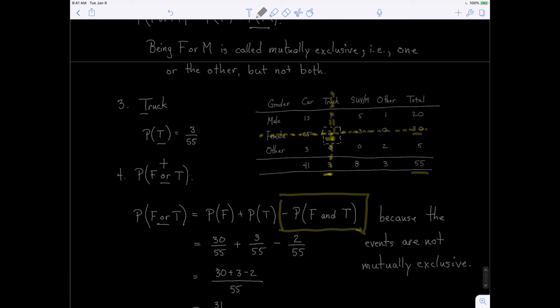All right, that's how we use a table for mutually exclusive events. And in the next video, we're going to look at how we use a table for conditional events.